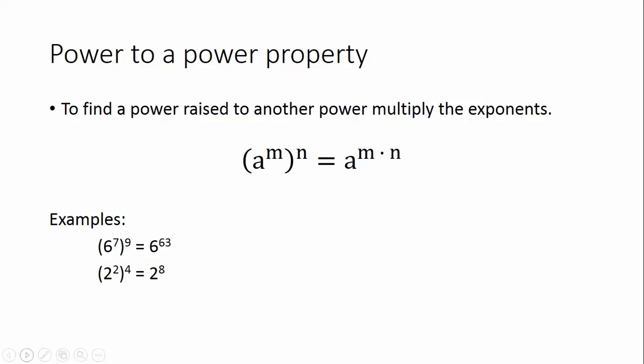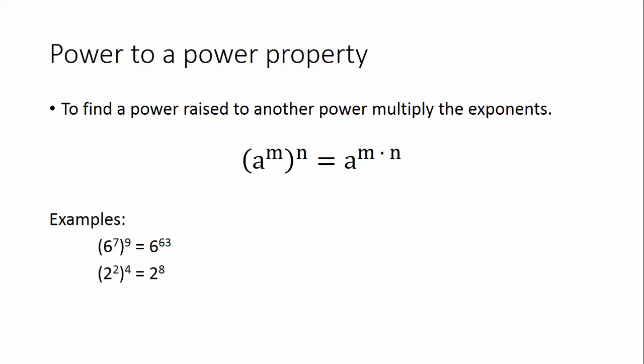So now there's a property called power to a power. And what this says is that to find a power raised to another power, we're going to multiply the exponents. So for example, we have a to the m power, and it's being raised to the n power. You're going to multiply m times n. In the examples here, we have 6 to the 7th being raised to the 9th, so that becomes 6 to the 63rd power. 7 times 9 is 63. And then 2 squared to the 4th power becomes 2 to the 8th.